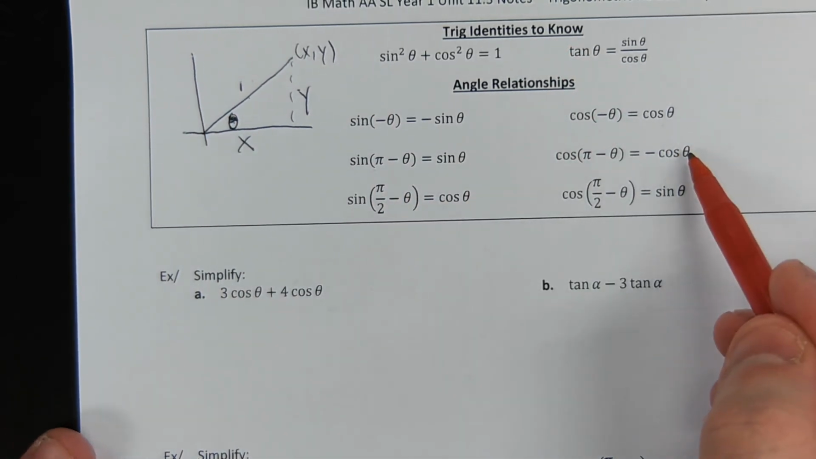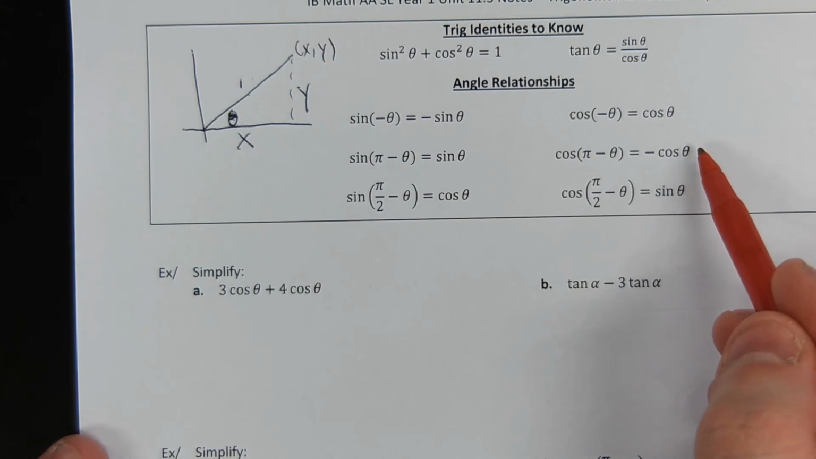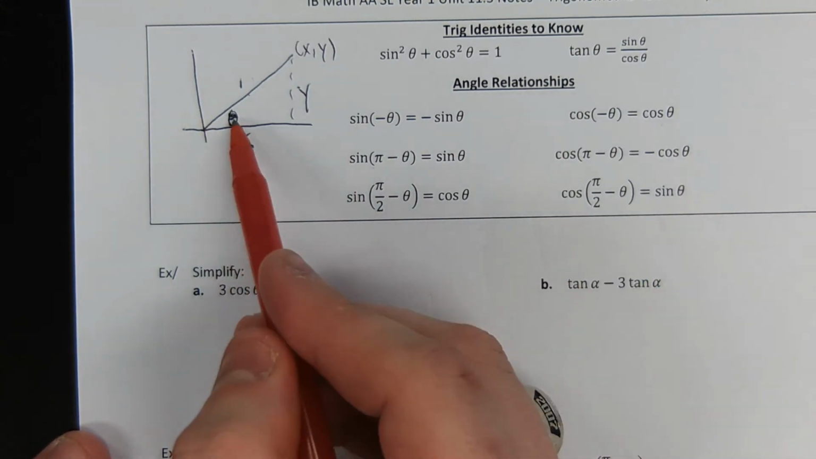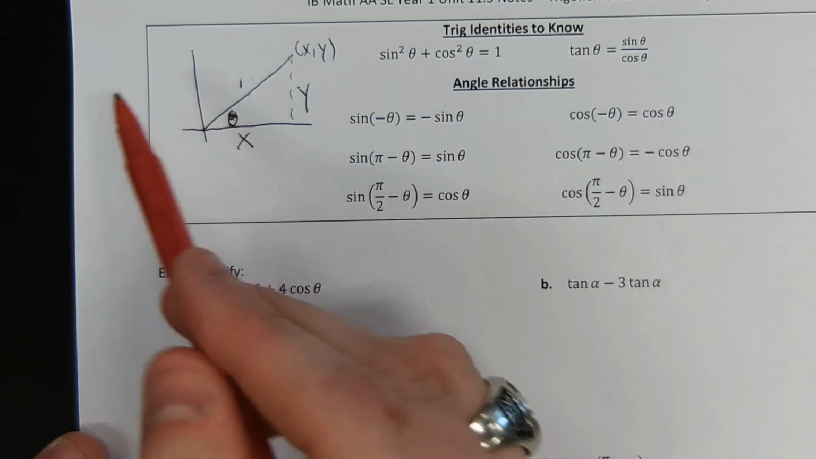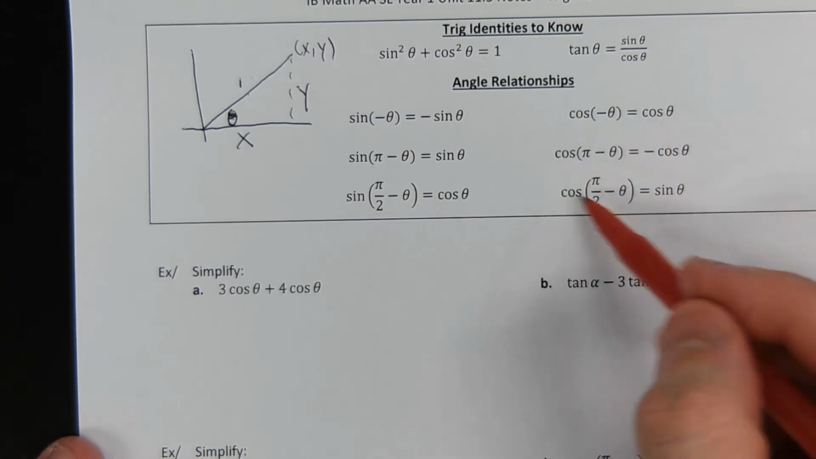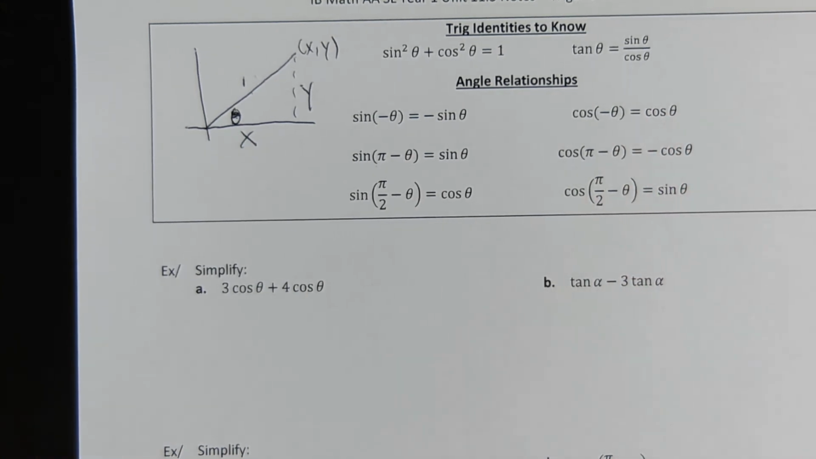Now, since cosine is negative in quadrant 2, doing what we just talked about for cosine just changes the sign, S-I-G-N, of the cosine value. So cosine of 20 degrees equals negative cosine of 160 degrees, because in quadrant 2, cosine is negative.